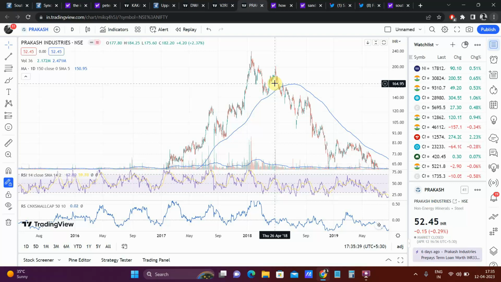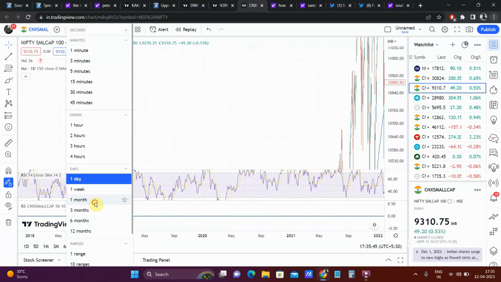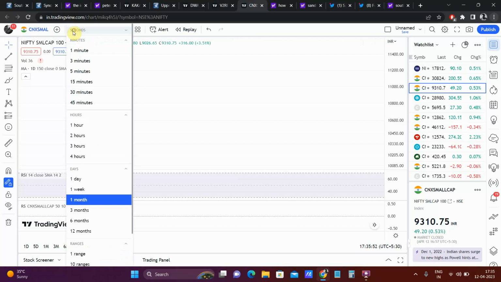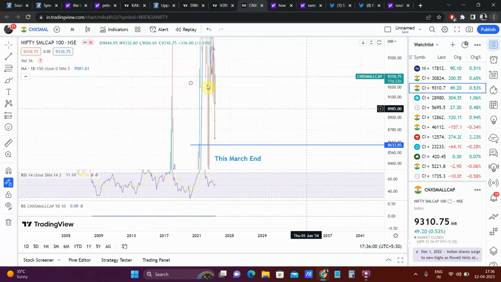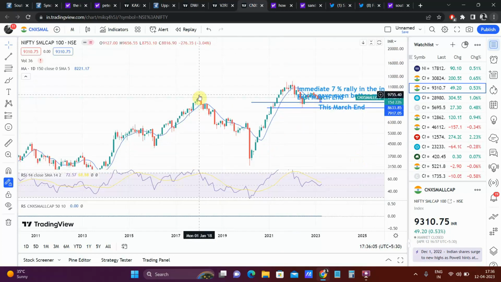So 2018 and 19, if you look at the small cap index, right? Those were the worst time for a small and mid cap investor. During that period, the stocks had a very bad fall. From levels of, I'll just show it to you on the chart, from a level of 9,600, they had come to 5,000. So almost half. But stocks, I'll tell you, had dropped almost 60, 70, 80% during that time.